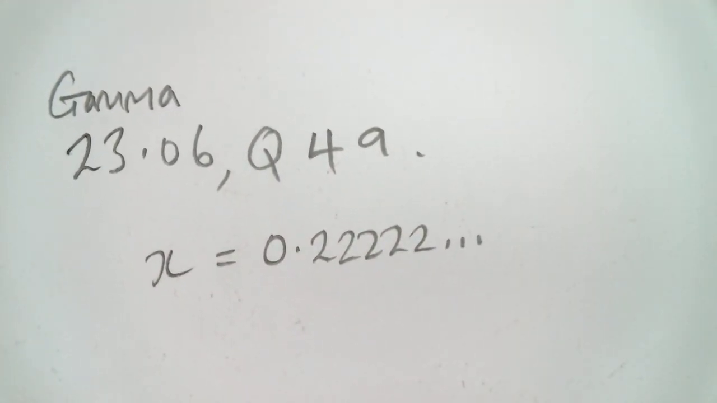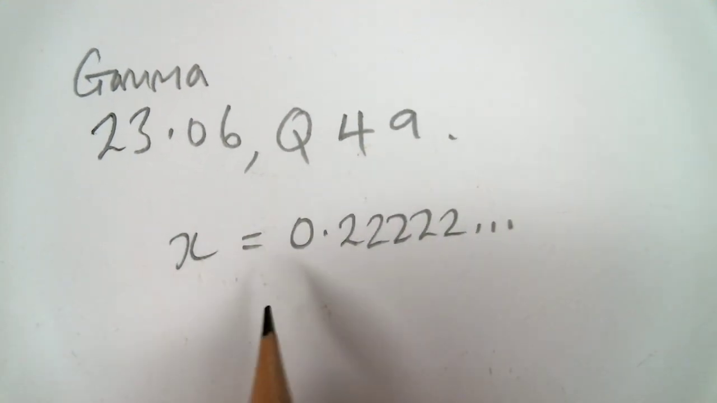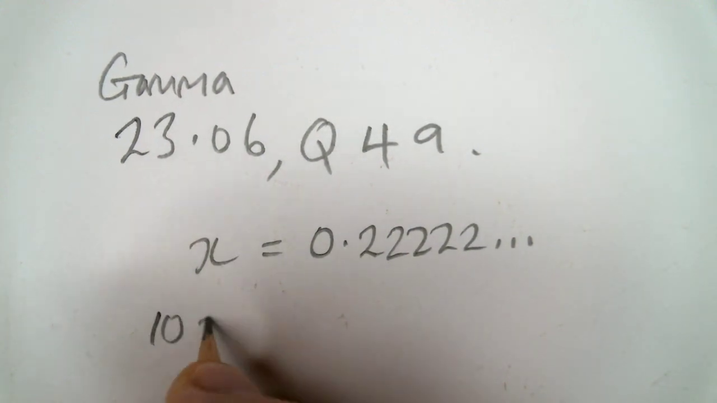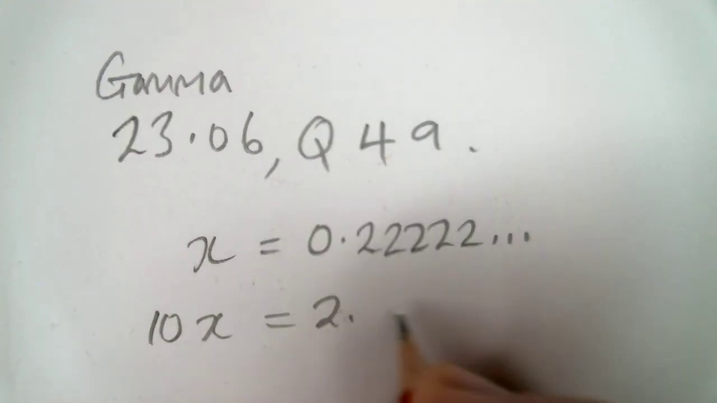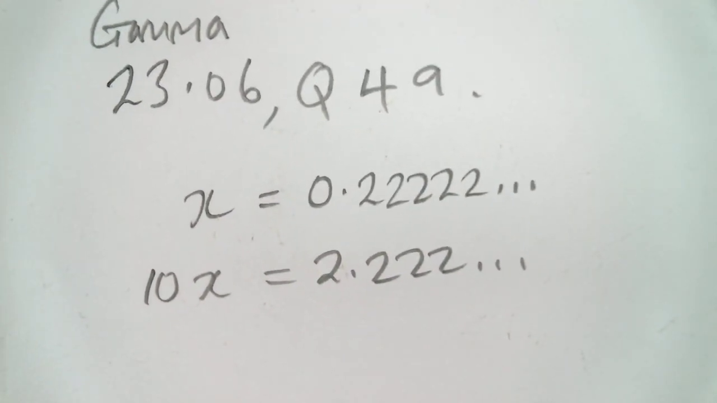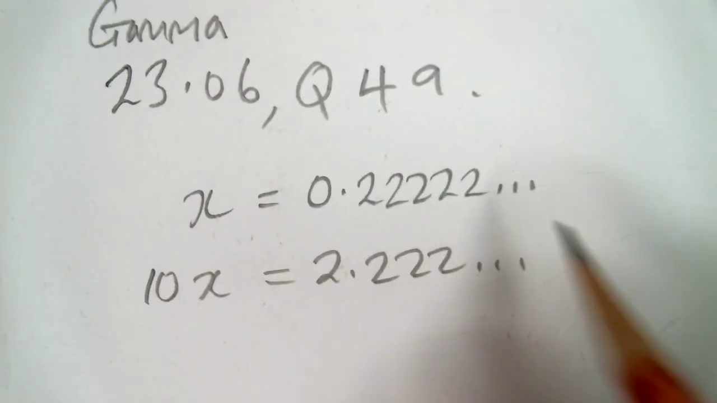So how do we solve this? How do we turn this into a nice fraction? Well, very simple. What we're going to do is multiply both sides by 10. So 10 times x is equal to 2.222, and so on. Now we know that x is point all those 2's.